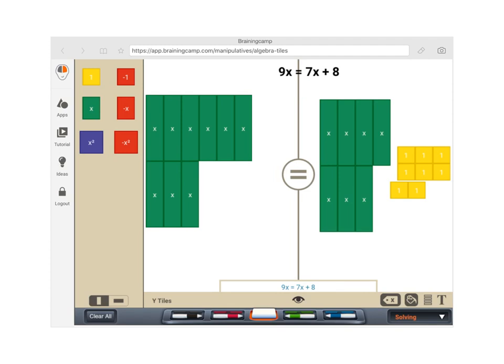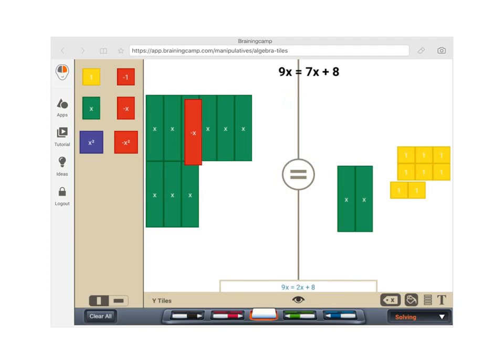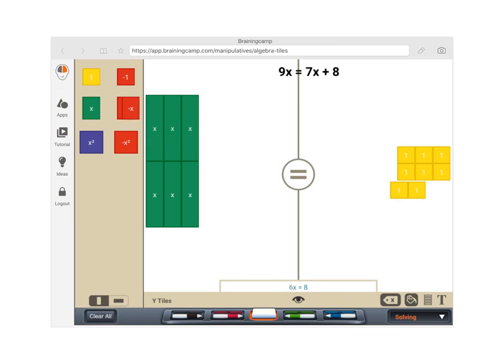So to do that, we know that we are going to have to add -7x. Every negative x cancels out a positive x. So 1, 2, 3, 4, 5, 6, 7, and then we need to do the same thing to the other side. The inverse. 1, 2, 3, 4, 5, 6, 7.